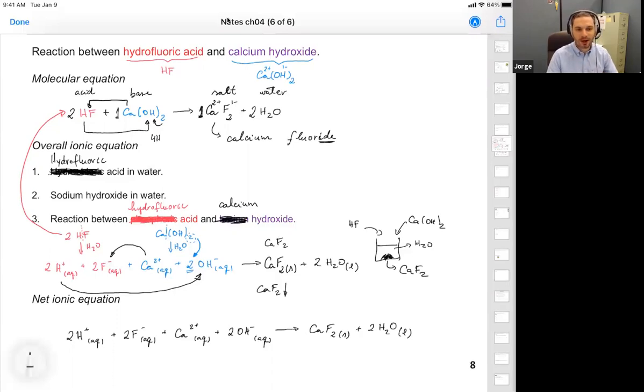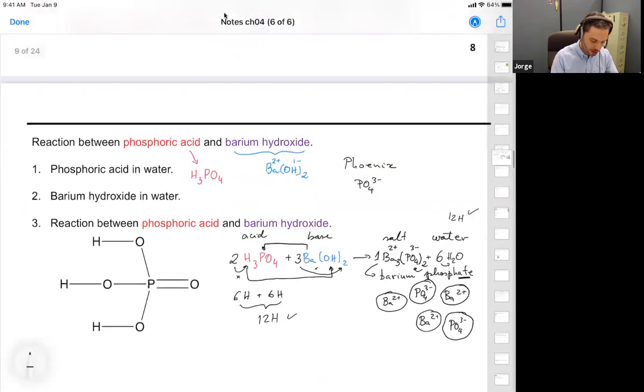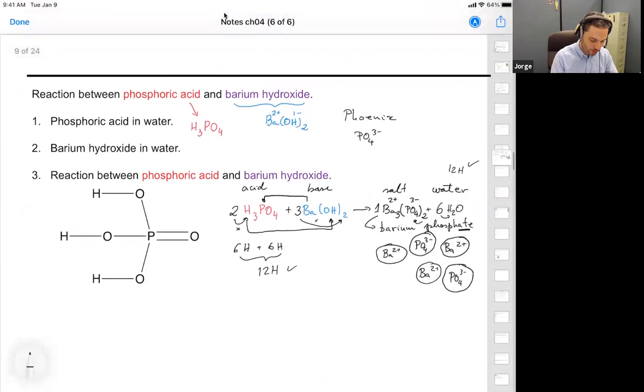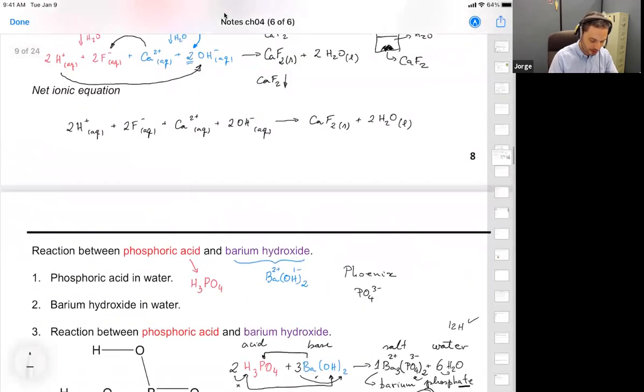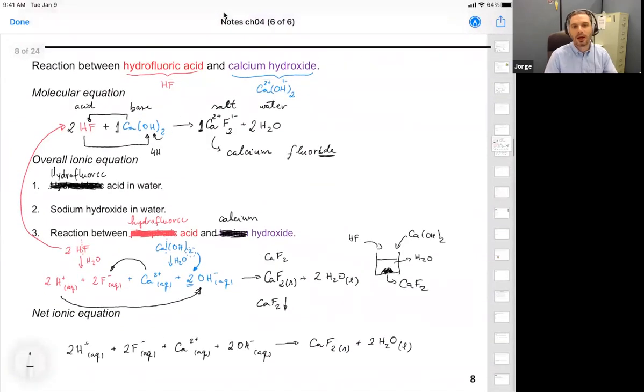And that's how you write molecular equation, overall ionic equation, and net ionic equation. So that will be enough for today. And on Friday, we will finish the last example and then move on with new things. Okay, so that will be enough for today. And I will finish at this point.